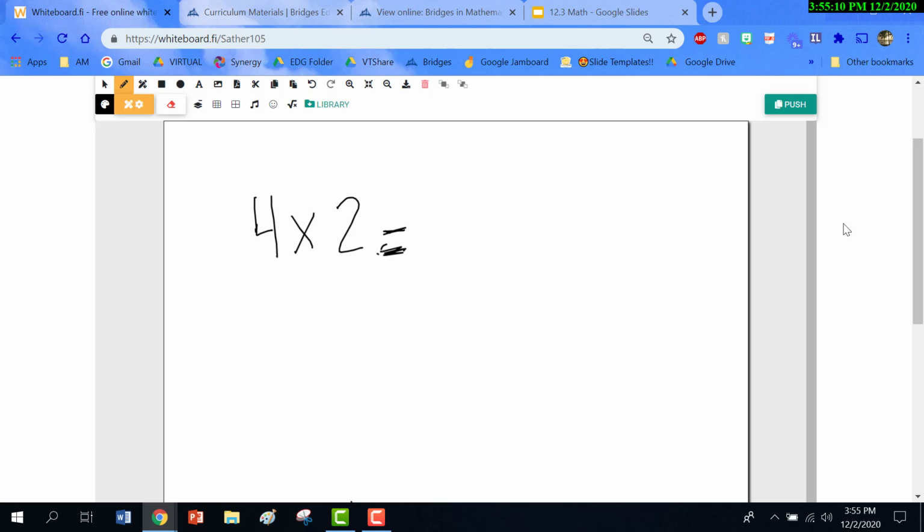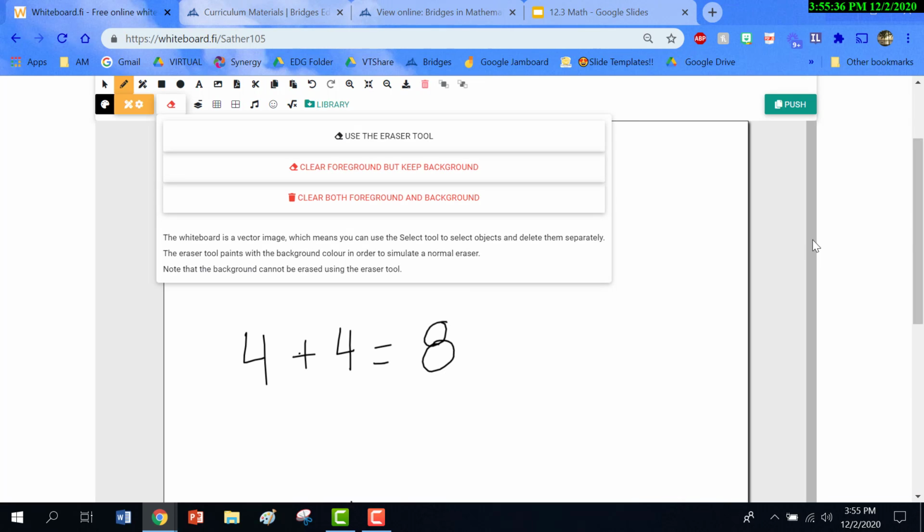Alright, so there's a bunch of different strategies that we know to do this. One way that we learned yesterday was if you're multiplying by 2's, all you have to do is double the number that you're multiplying by. So since you're multiplying by 4, all you're doing is adding 4 plus 4, which would equal 8. So if you got 8, great job. If you didn't get 8, try and see where you made your mistake. Go ahead and erase that, and we're going to try another one now.